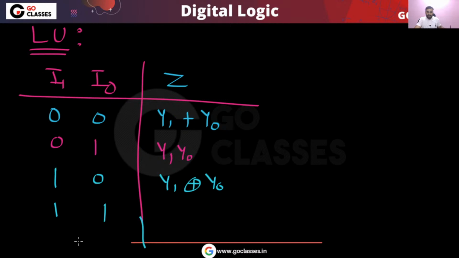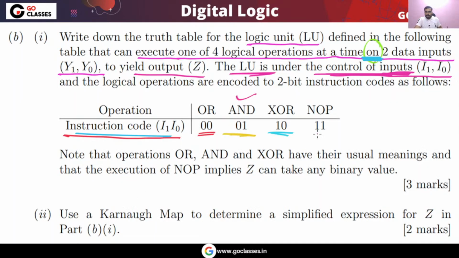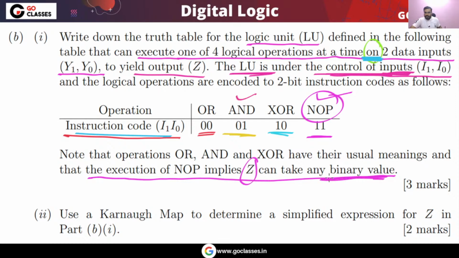And when both are 1, then what is happening? NOP. And the meaning is given to you: the execution of NOP implies Z can take any binary value. What does this mean? Can anyone tell me? Z can take any binary value. It simply means that Z is don't care.